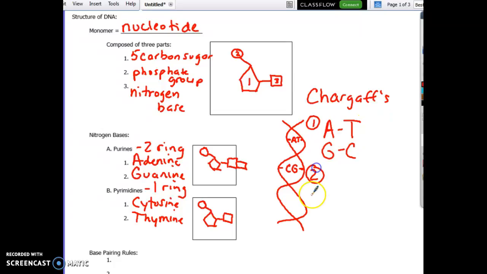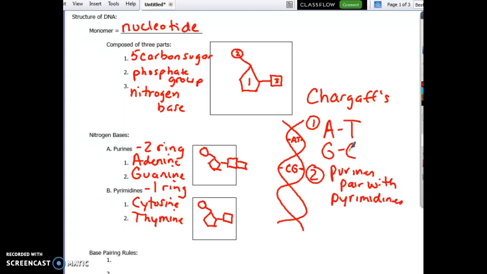The second rule, and this is written down below, I just was running out of room, so you can write that down in your notes below. Purines pair with the pyrimidines. Adenine being a purine, thymine being a pyrimidine, purine, pyrimidine. This is your purine paired with a pyrimidine. So that's just structurally another thing to take note of.